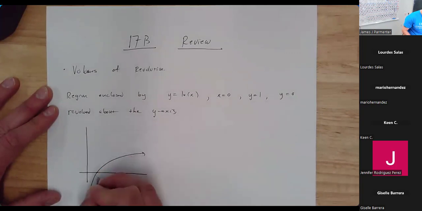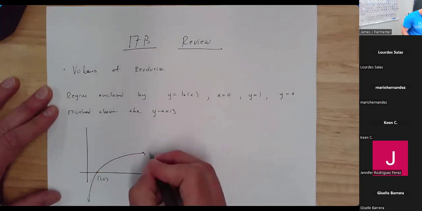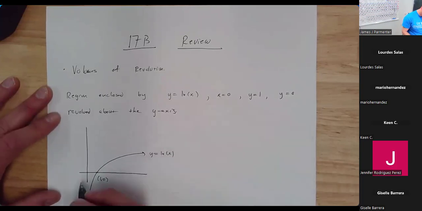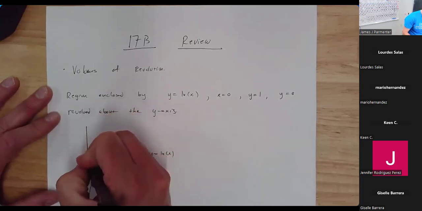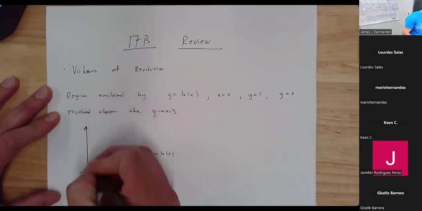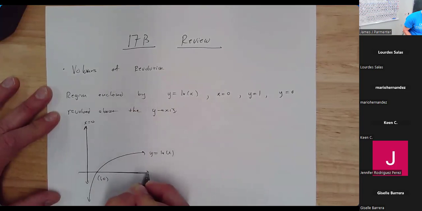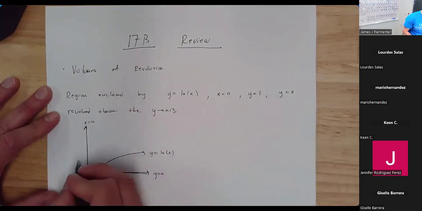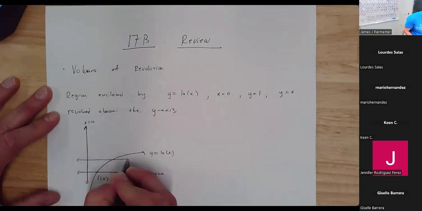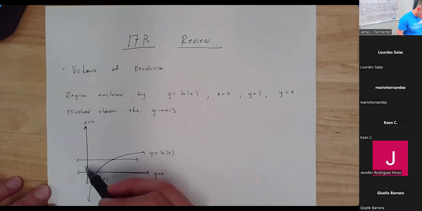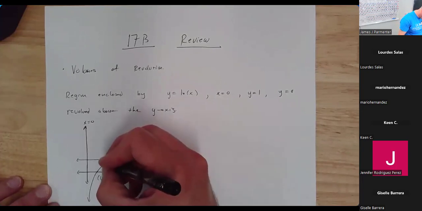It's got an intercept at 1, 0. X equals 0 is the y-axis. So here's x equals 0. Here's y equals 0, which is the x-axis. And y equals 1 is this horizontal line up here. So the region we're looking at has to be bordered by all four of those things. So it's got to be this region here.